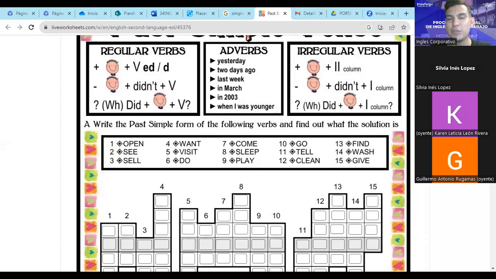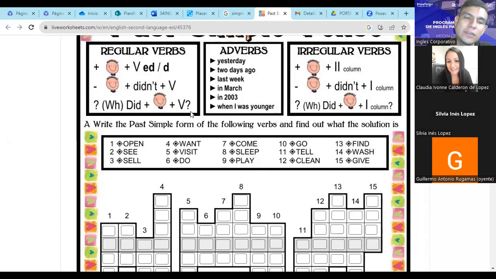Also we said in the previous class, we have two kinds of verbs in the simple past tense. For example, we have regular and irregular verbs. Do you remember the rules for regular verbs? ¿Qué recuerdan de las reglas del pasado simple de los verbos regulares? We add ed or d. Okay, ed or d. For example, here we have this exercise.